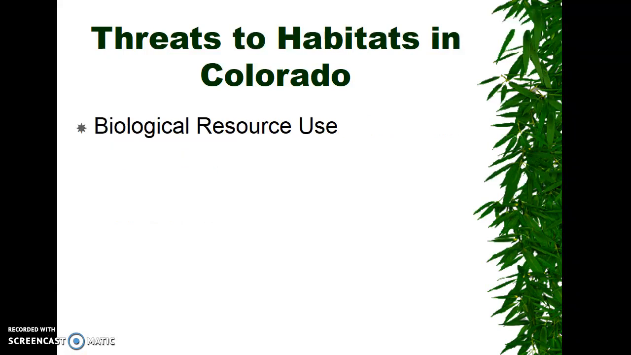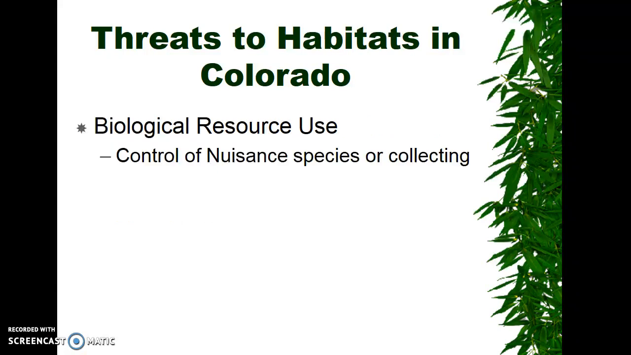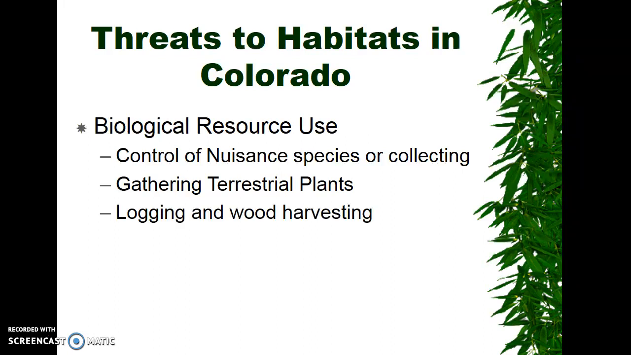Then we have biological resource use. This could be trying to control nuisance species or collecting species, killing or trapping wild animals for commercial, recreation, subsistence, research, or cultural purposes. We can have gathering terrestrial plants for a variety of reasons. Logging and wood harvesting can degrade or diminish habitat. That could be any kind of silvicultural practice, whether it be clear cutting or thinning, fragmentation, changing what was there.